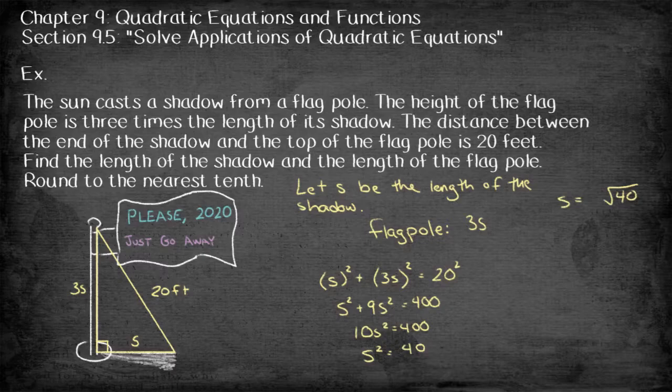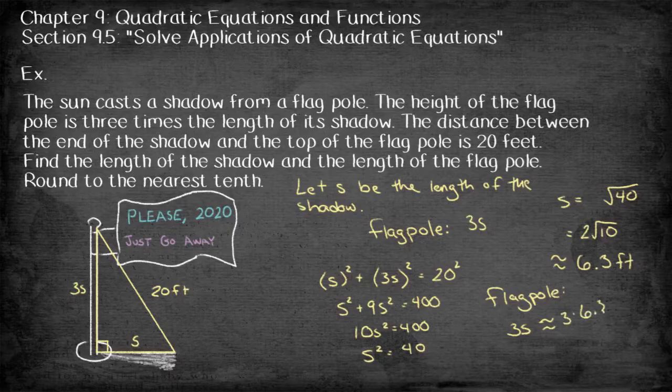40 is not a perfect square though, so let's simplify it a little bit. So it would be 2 times the square root of 10, and we're told to round to the nearest tenth, so let's do that. Get our calculator out, and that would put the length of the shadow at about 6.3 feet. So the flagpole, remember that its length is 3S, so this would be about 3 times 6.3, which is equal to 18.9 feet.